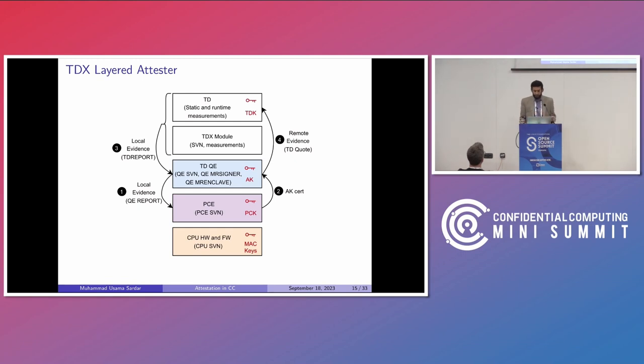And the process is roughly at a high level like this. We have one and two steps showing the initialization phase, in which the PCE is attesting the TD coating enclave, sending an evidence, and then getting a certificate for that. And then in the second phase, that is the TD and the TDX sending its evidence and getting a remote evidence, namely the TD code here. So this is overall the flow of TDX.